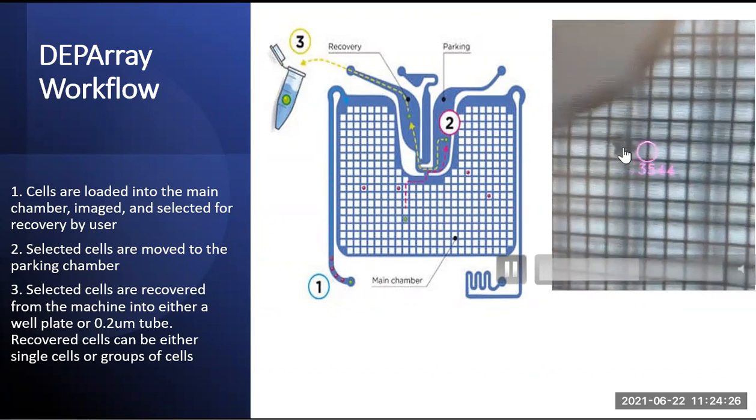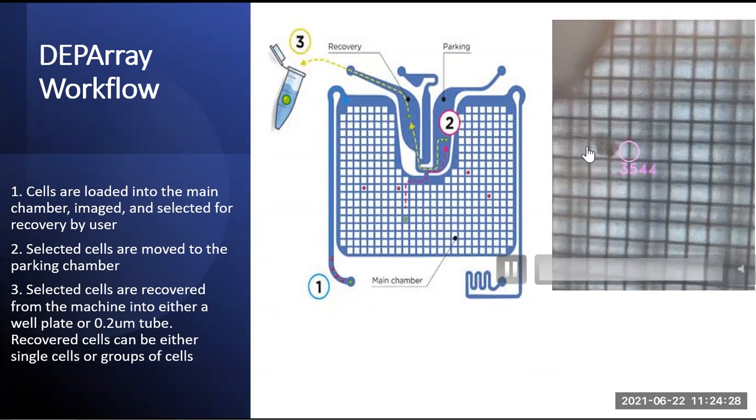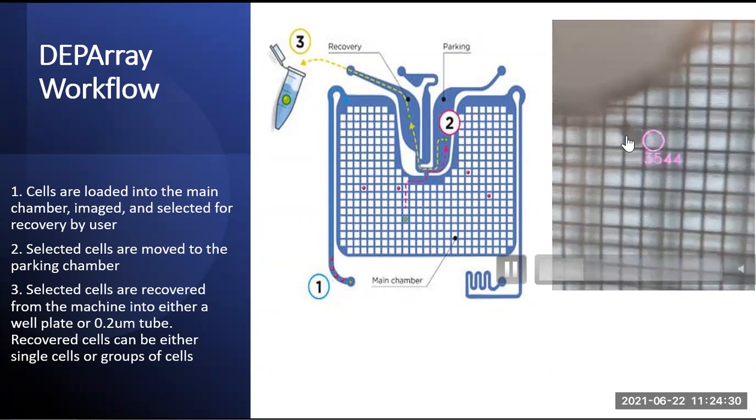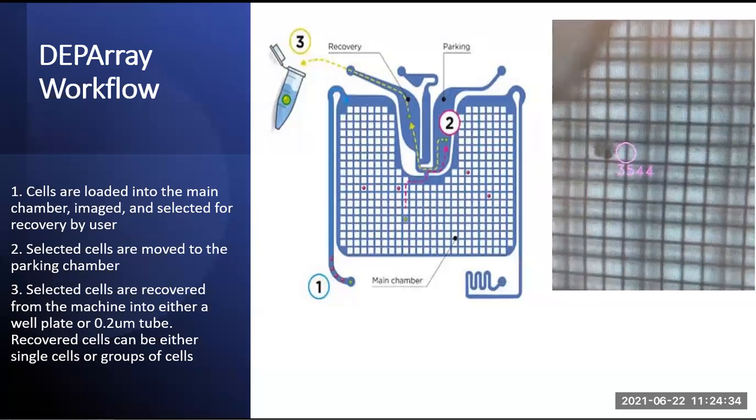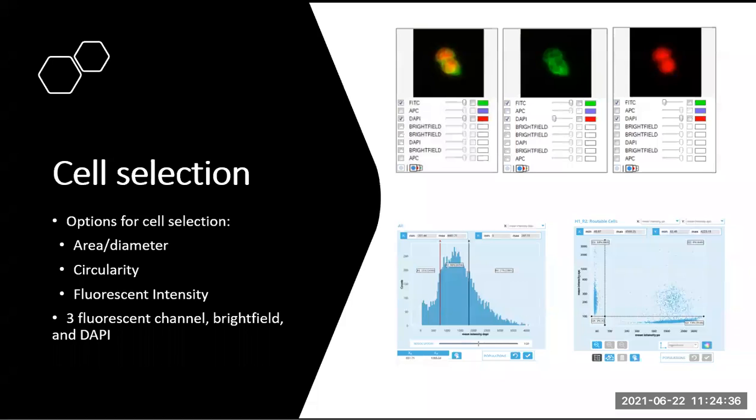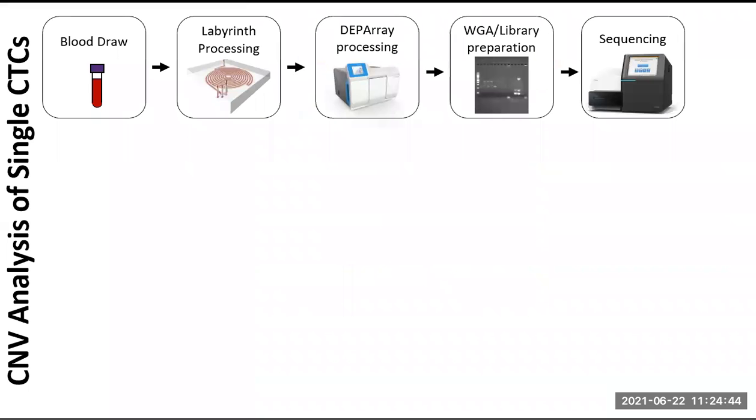So once the cells are sorted into different cages, you can move the cells selectively into a parking chamber, just like as shown. This can be done manually and automatically too, based on the parameters that you specify. For example, based on the fluorescence, diameter, area, you can give different parameters to be able to sort. So here is the workflow for the CNV, copy number variation, analysis of circulating tumor cells that we did using this labyrinth DEPArray workflow.